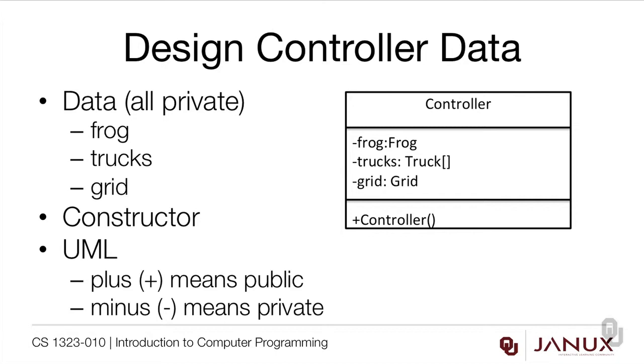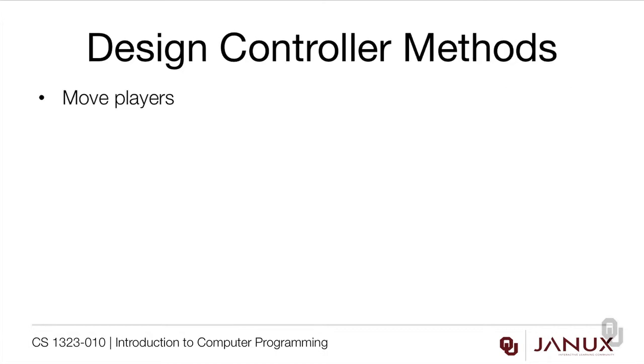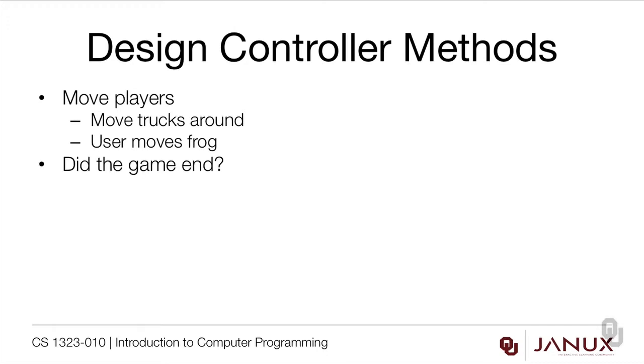Well, now we need to think about what other kind of methods we're going to need in order for this to be successful. So the controller class is implementing the logic of the game. So we need to think about what are sort of the big pieces of logic that we're going to need to make this game work. So we're going to need to design the controller methods. Well, certainly we've got to be able to move the players somehow. So the trucks need to move and the frog needs to move. So those are two methods we're definitely going to need. Remember, the frog is moved by the user. The trucks are just moved automatically.